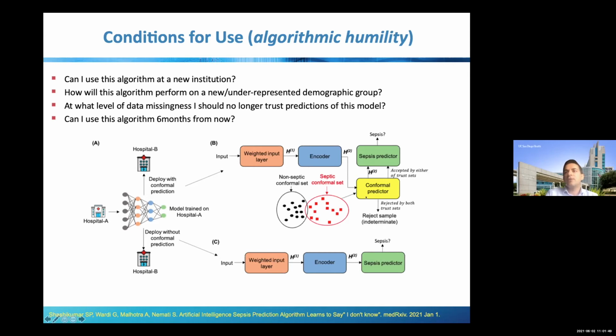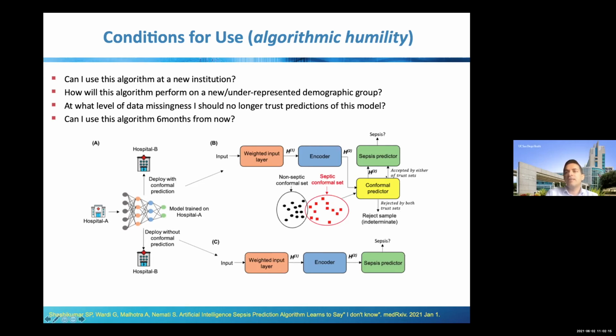And when it comes to the test time, we ask the question, this test example and the representations that are produced, have I seen examples similar to that in the past? And if I have never seen examples of that in the past, I go ahead and I say, I don't know. This is an indeterminate case and I'm going to reject it, or I'm going to make recommendations that you should order extra labs for me to make a prediction.